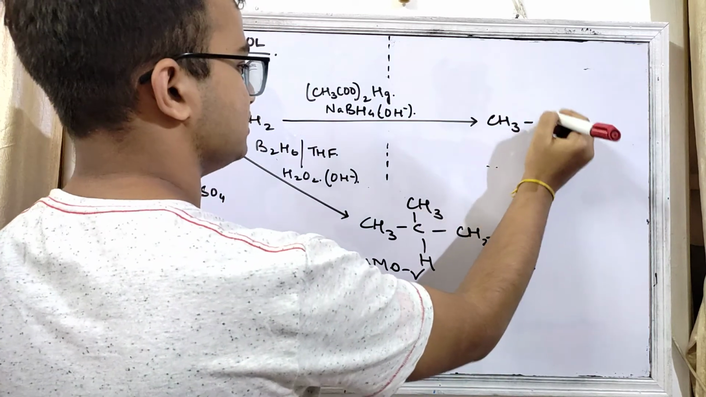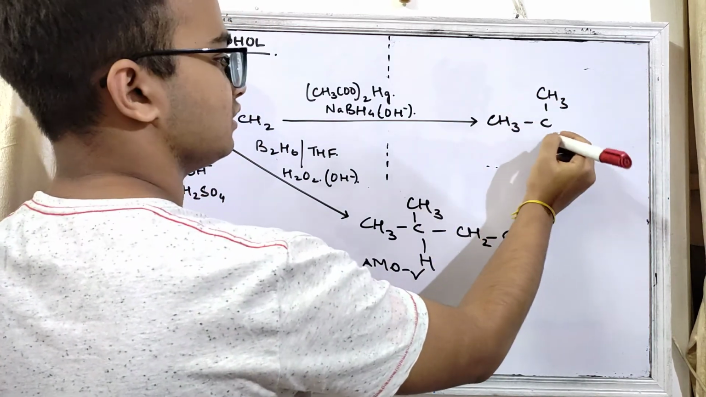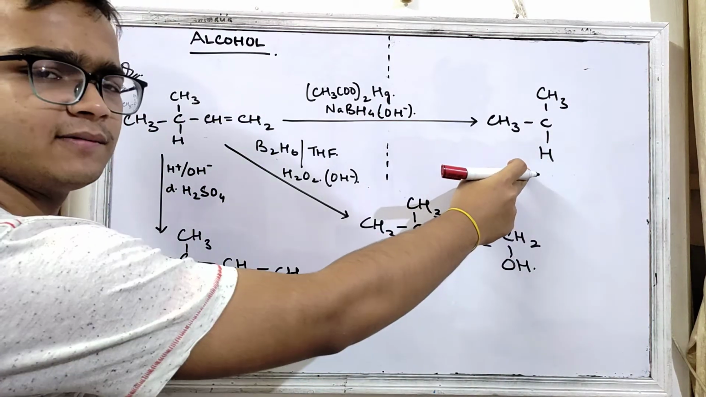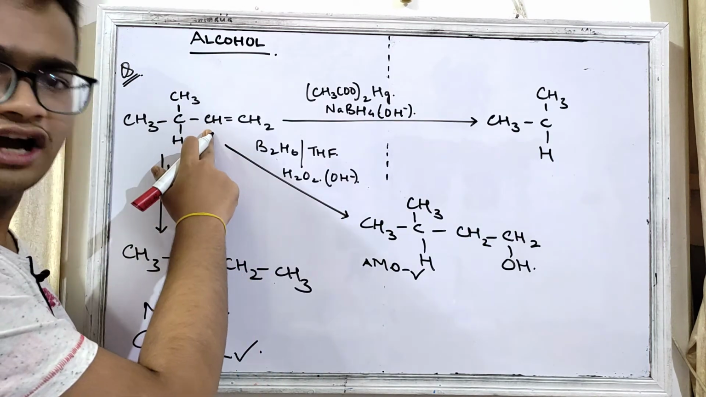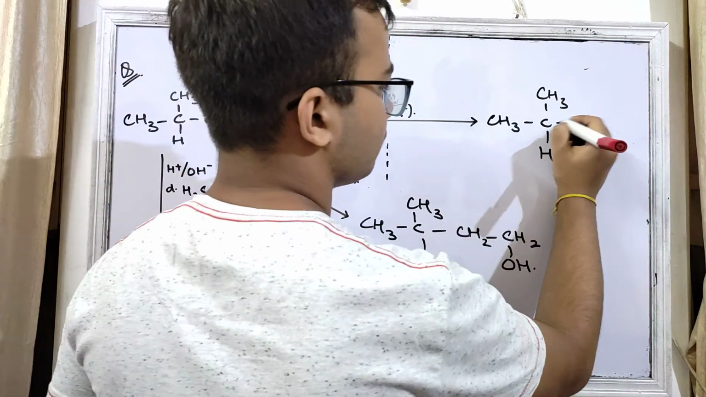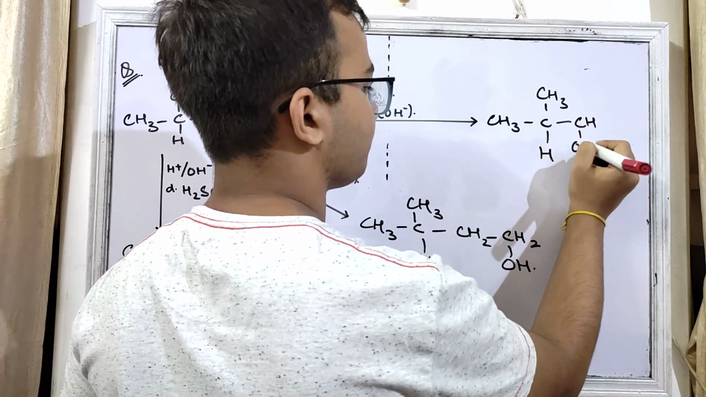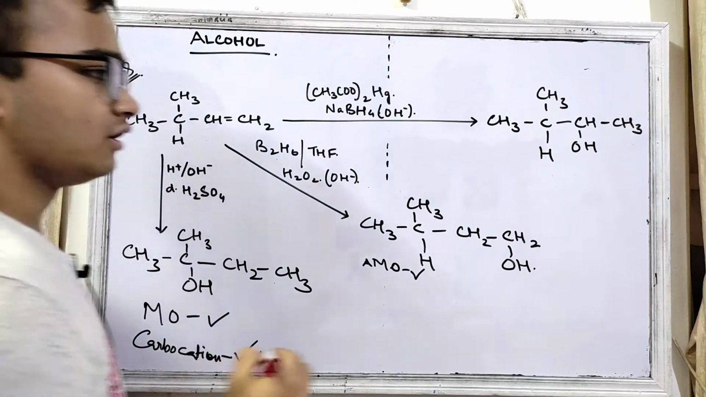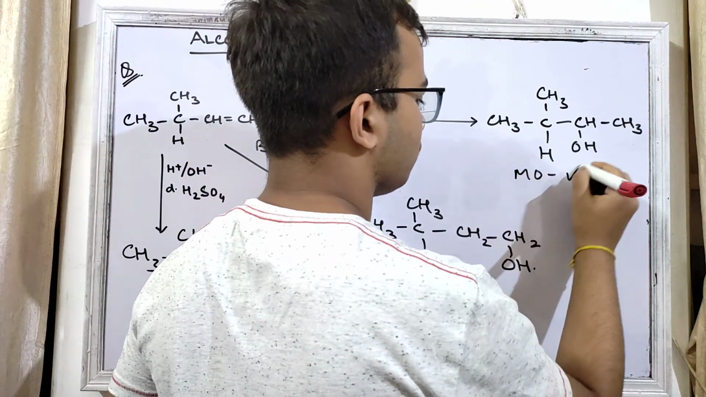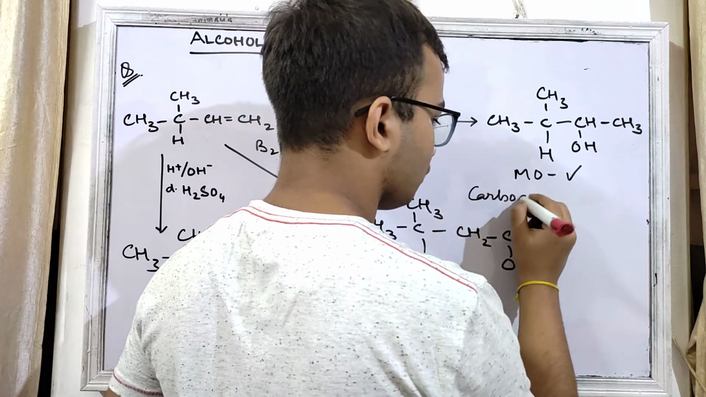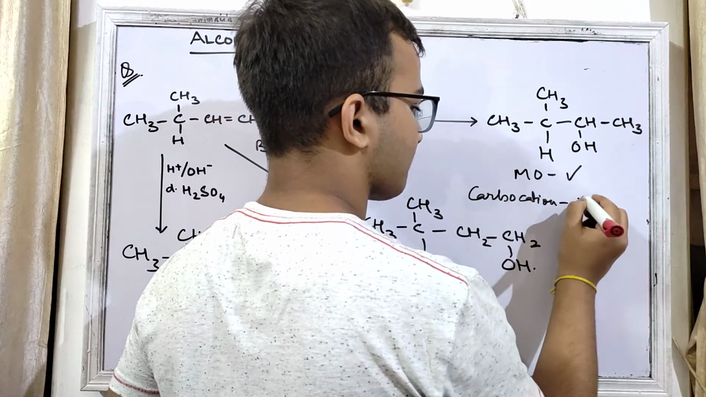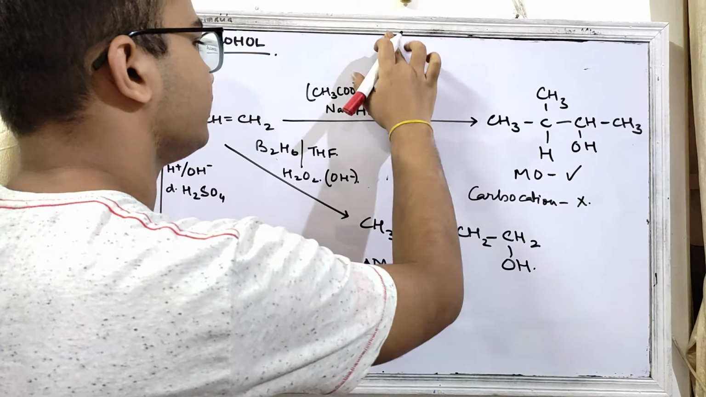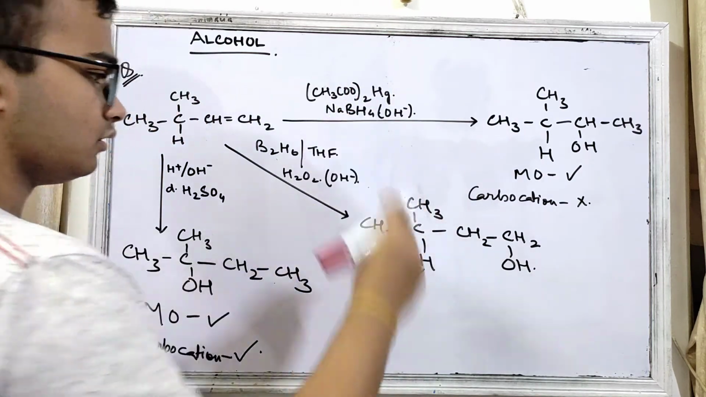CH3, CH3. Here there will be H only, because there is no shifting, there is no rearrangement. So H will remain as it is and OH will attack over here according to your Markovnikov rule. Clear? So let us write over here, the Markovnikov rule is being followed, but there is no carbocation.